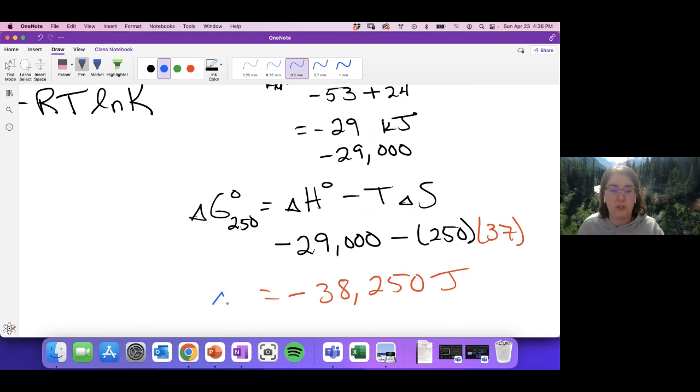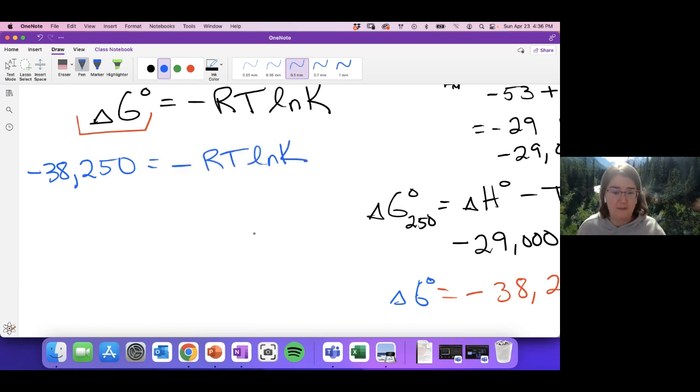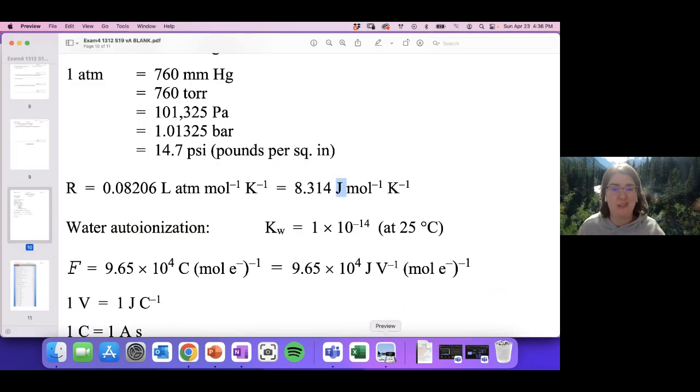Now that I have my value of delta G standard, I can go ahead and drag it over here. This is negative 38,250 equals negative RT ln K. For my gas constant, I'm going to grab that off the back page of the exam. And this is part of what I was double checking: again, I need to make sure all of my units match. So the gas constant that we give you is here in joules. That was where I was like, oh, it's equilibrium, so it doesn't really matter. But I also knew I was headed for joules with the gas constant. Now you can change the gas constant into kilojoules should you wish.